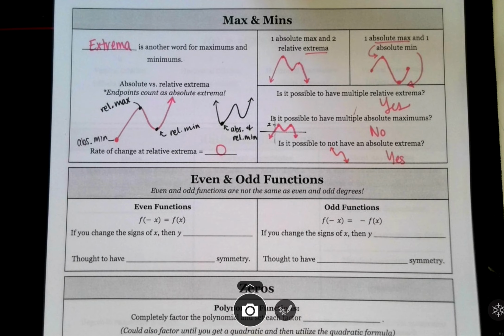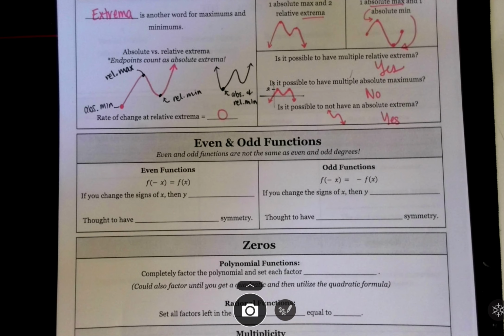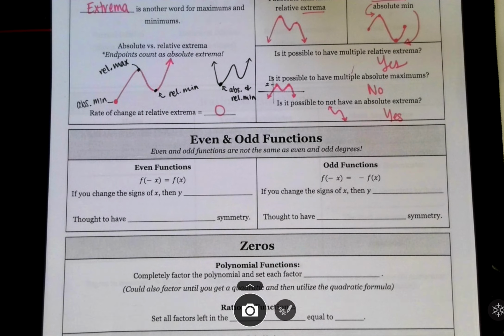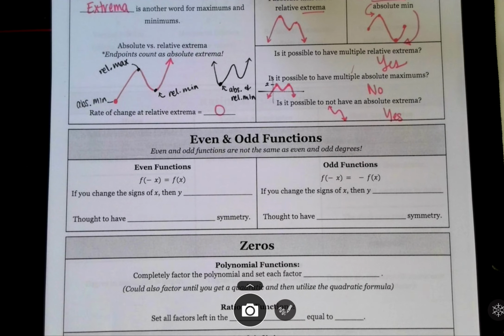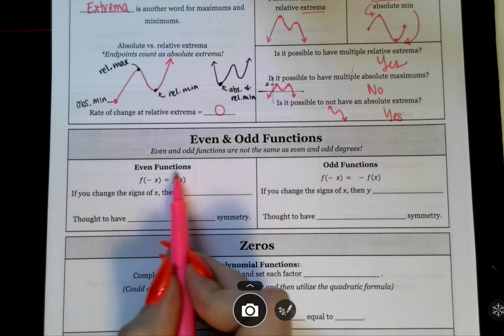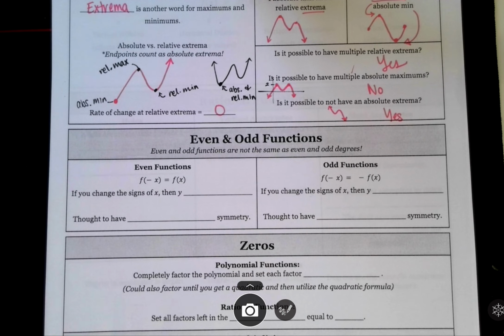Next, we're going to look at even and odd functions. One thing I want to emphasize with this, even and odd functions are different from even and odd degrees. We can have an even degree function that's not an even function, the same way we can have an odd degree function that is not an odd function. So it's really important to know the difference between those. An even function, if we plug in negative x in for all of the x's, we would get out our original function.